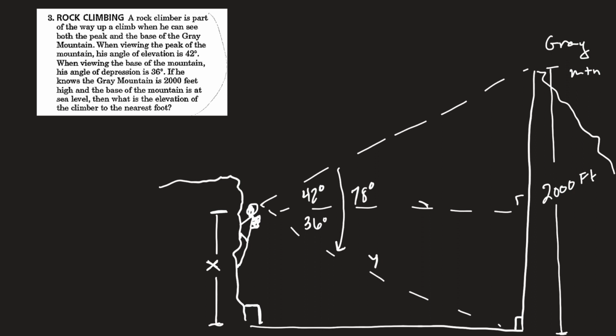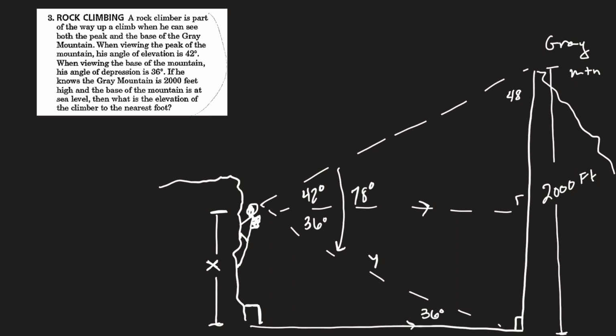I know that I've got parallel horizontal lines, this one and this one. We know that this is going to be 36 degrees because of alternate interior angles. So if I can get y, I could use sine to find x. I'm going to set up a triangle. I'm also going to need the angle at the top of Gray Mountain. We subtract 90 minus the 42, which is 48, and make sure that gets placed at the top. That gives us enough.